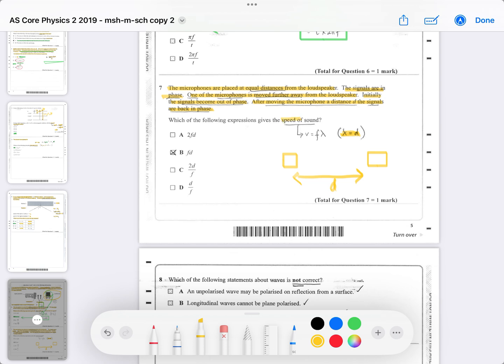So the speed of sound, you know, is v equals f lambda, and by moving the two microphones apart, you've worked out what the wavelength is. So they want you to work out the speed of sound. v equals f lambda, lambda equals d, so the answer is B. Yeah?